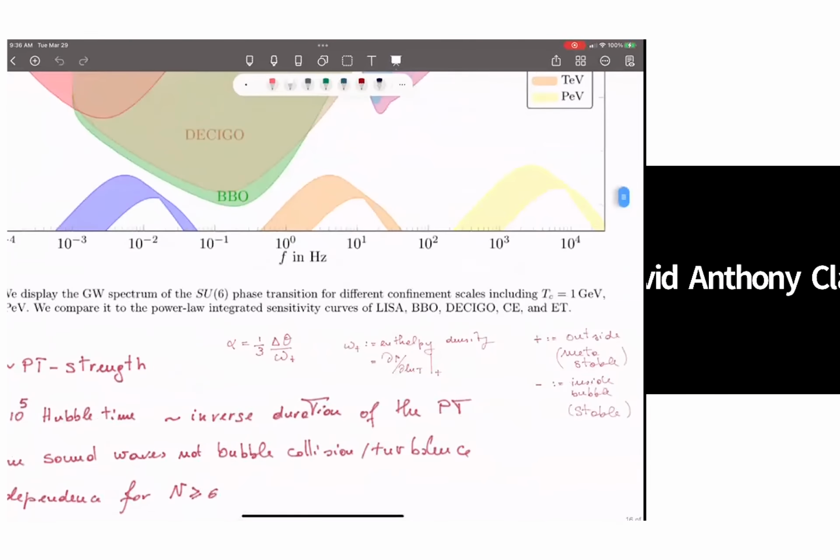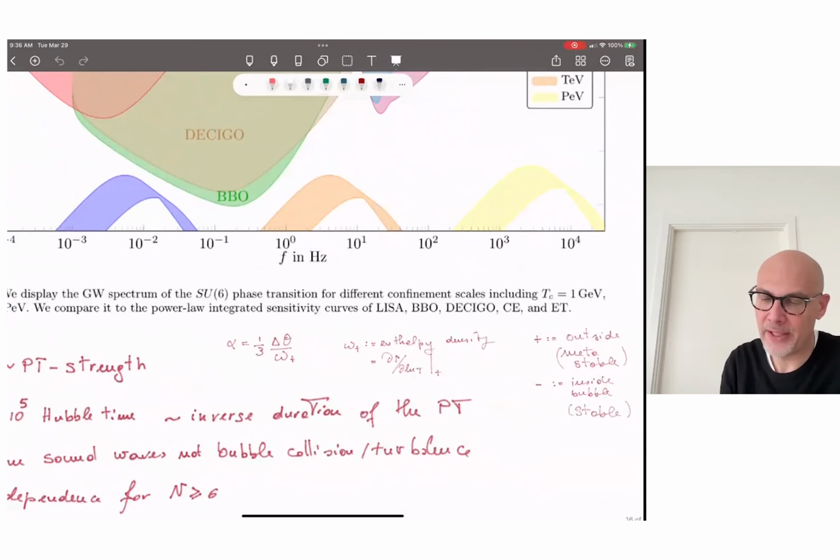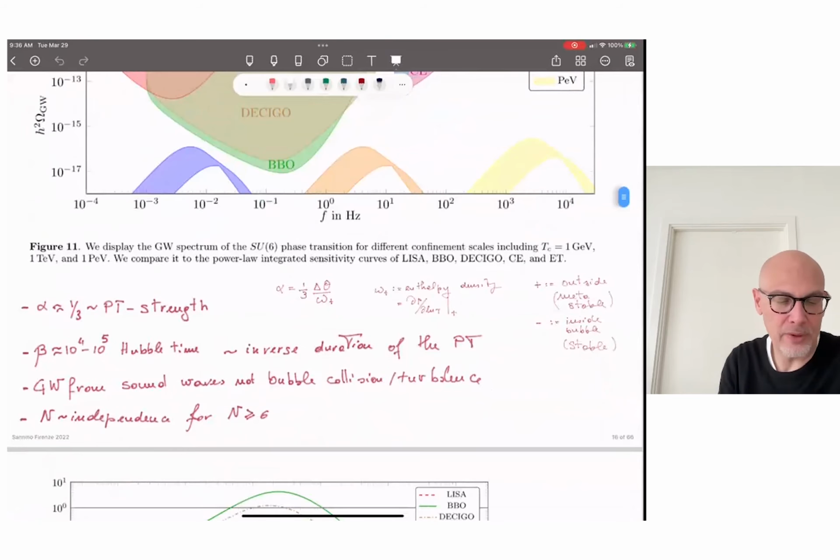So the omega plus is what's called the enthalpy density. Plus means outside the metastable bubble, and minus means inside the bubble. Then there is another parameter, in units of the Hubble time, which measures the inverse duration of the phase transition. This parameter, we find out that for generic strongly coupled dynamics, is always quite large, effectively making the signal smaller, unfortunately.